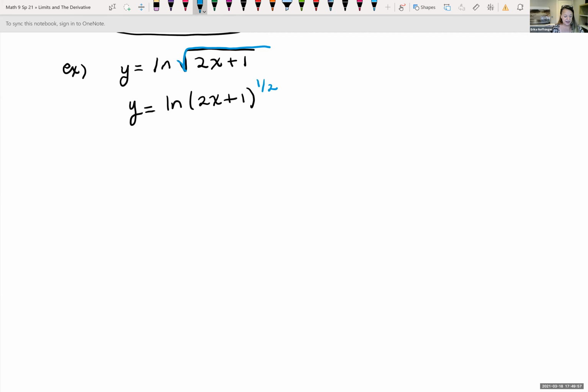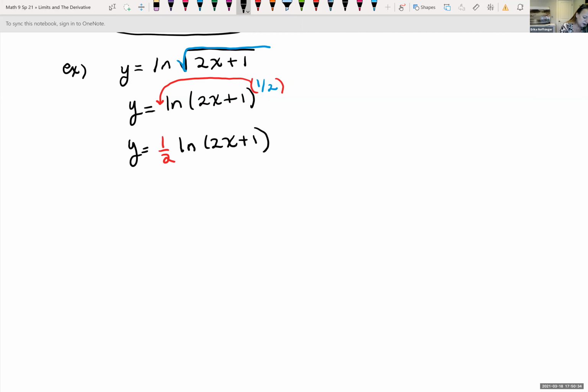So I could go ahead and take the derivative now. But if I do that, I'm going to have to use the chain rule, and I'm going to have to use the chain rule within the chain rule, actually. But if I use my properties of logs and bring my exponent down first, I can rewrite it as y equals 1/2 the natural log of 2x plus 1. And so now it'd be easier to take the derivative of this.